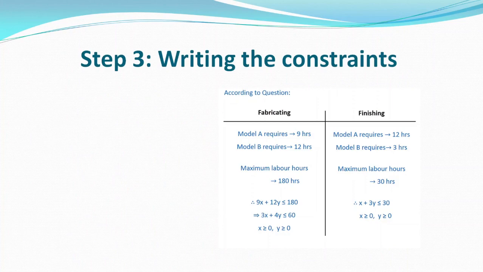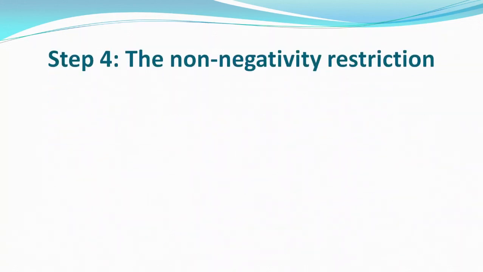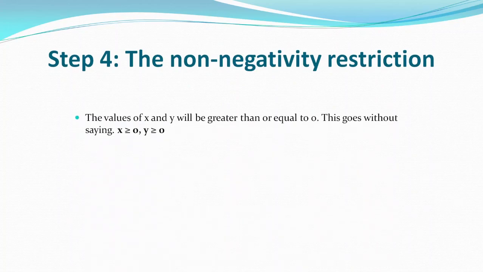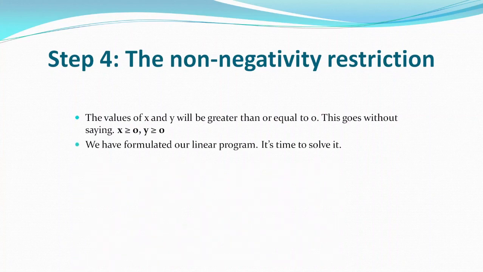According to the equation, writing the constraints: 3x plus 4y less than or equal to 60 and x plus 3y less than or equal to 30. Step 4, the non-negativity restriction. The values of x and y will be greater than or equal to 0. This goes without saying: x greater than or equal to 0, y greater than or equal to 0. We have formulated our linear problem. It's time to solve it.